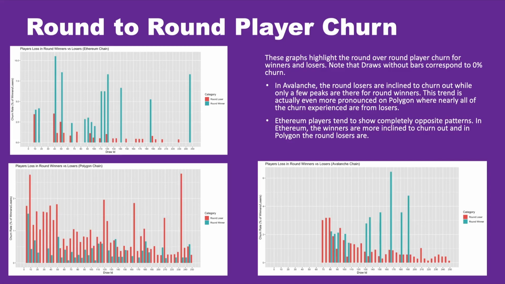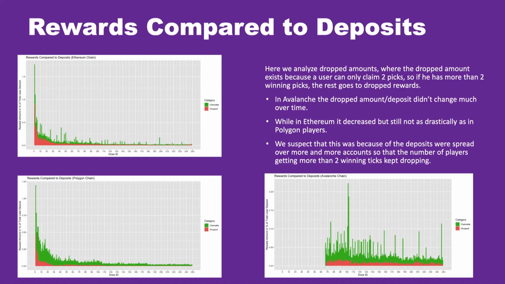It tells you that the Ethereum players, at least for the data we have, would tend to take their winnings and churn and decide not to come back, whereas in Polygon, maybe they're a little more willing to continue and see what happens. Rewards compared to deposits.